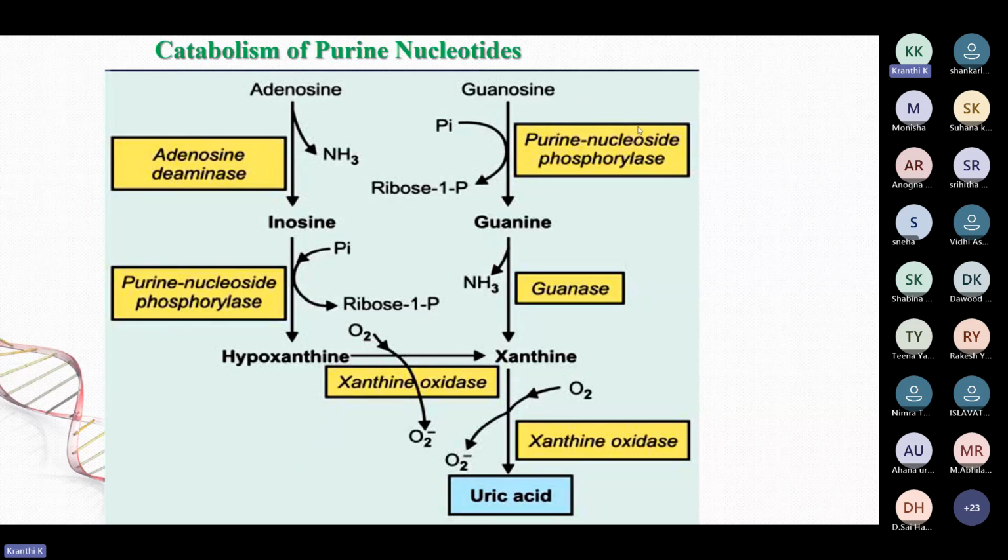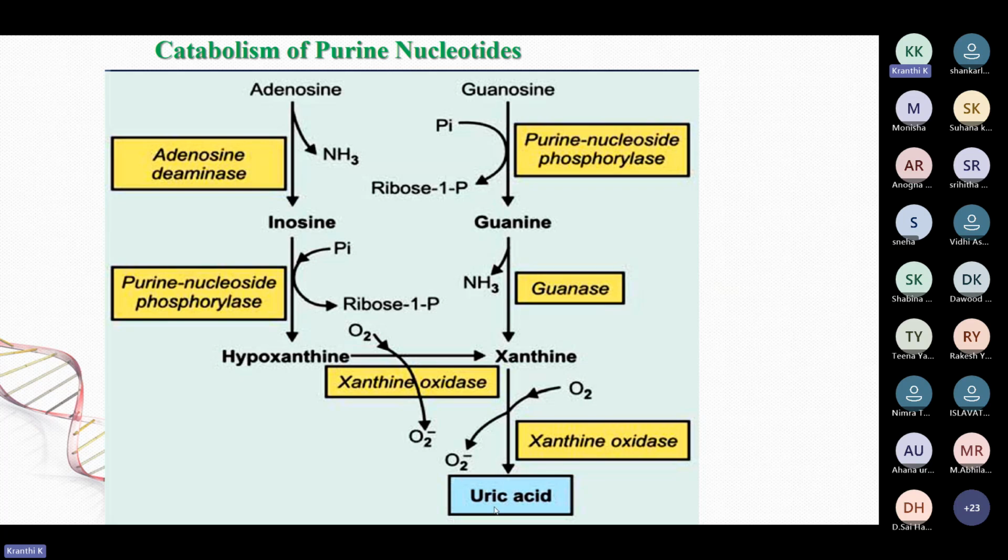Now, coming to the catabolism. Catabolism is the breakdown. Initially we learned how to construct, now we should know how to break down. So what's the breakdown? Adenosine will be broken down into inosine. It's a reverse, right? Then inosine to hypoxanthine. Here guanosine is converted to guanine. Then guanine to xanthine. Hypoxanthine is also converted to xanthine. And finally, the xanthine is converted to uric acid.